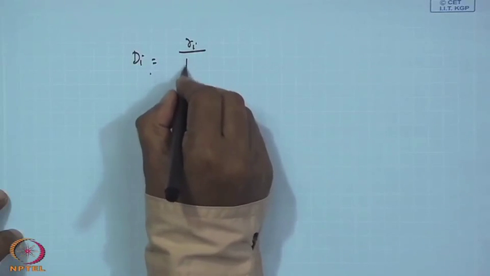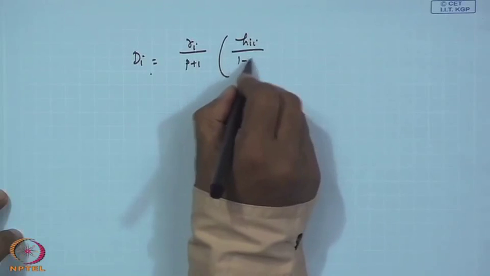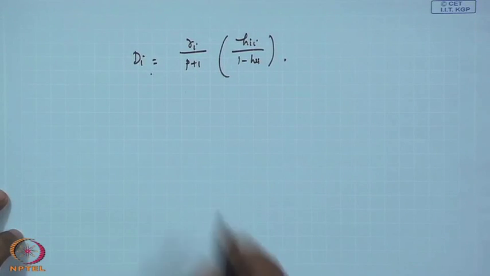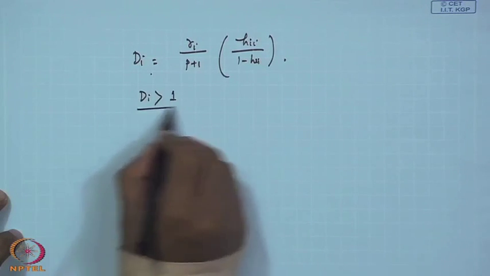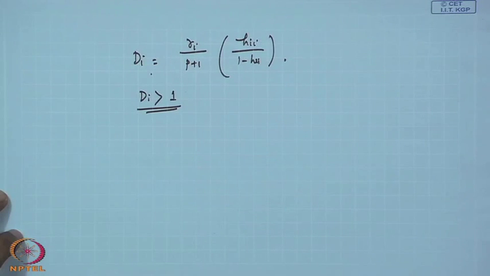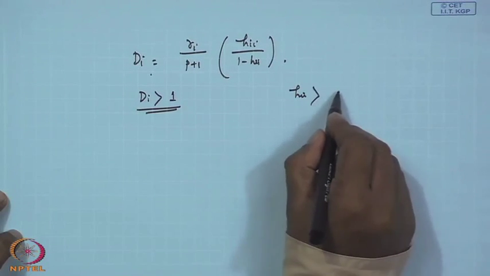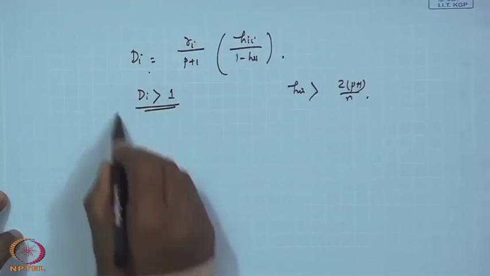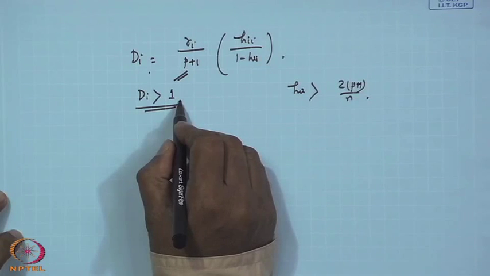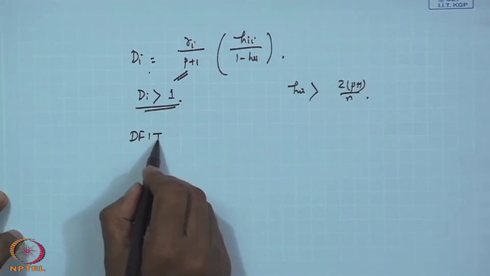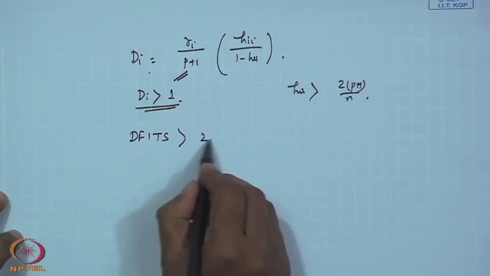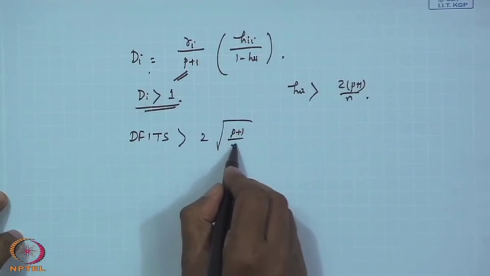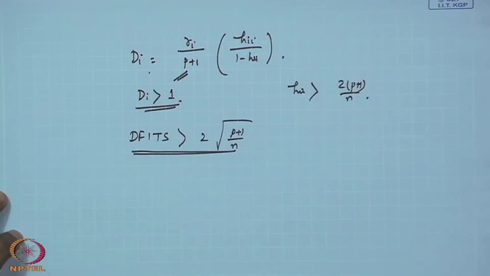Now, you can find out DFITS, you can find out Cook's distance. If you go by Cook's distance, we talk about D_i, which is r_i squared by (p plus 1) into hii by 1 minus hii. This is your Cook's distance. For its cutoff value, if D_i is greater than 1, this is influential. Okay. So, first hii greater than 2(p plus 1) by n is influential, and D_i greater than 1 is influential. Okay. So, there is DFITS value also. The DFITS cutoff is, if this is greater than 2 into root of (p plus 1) by n, that also denotes influential observations.